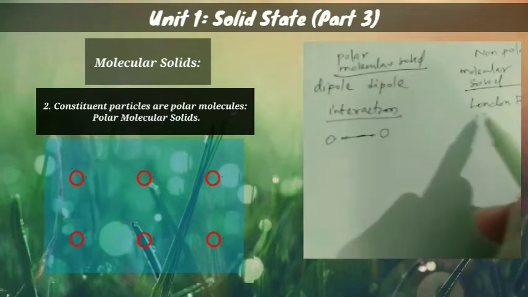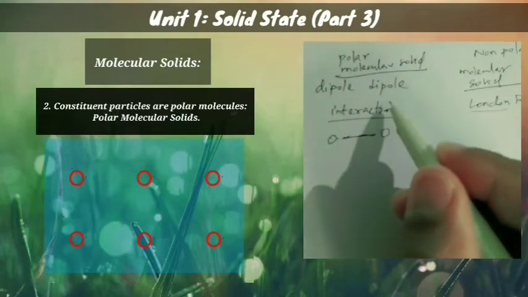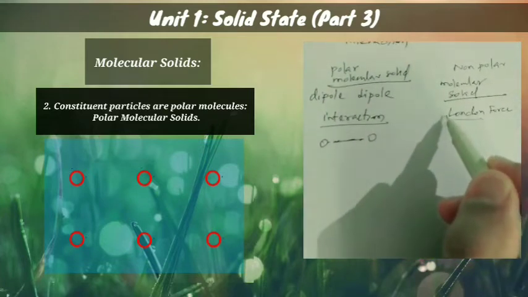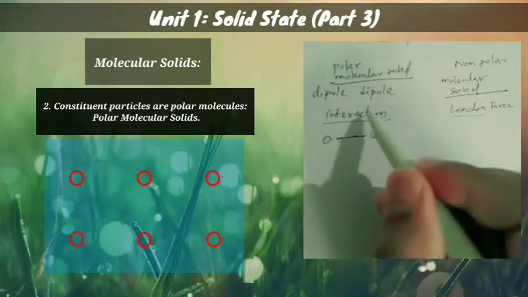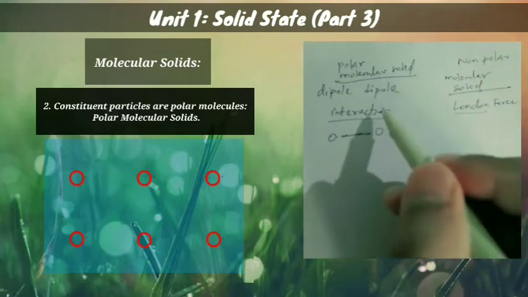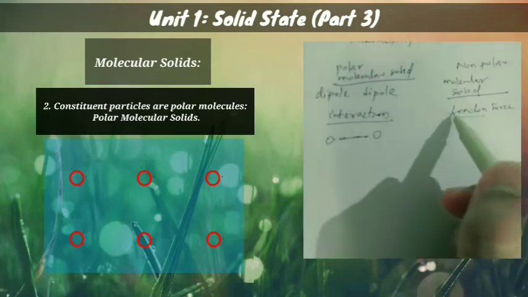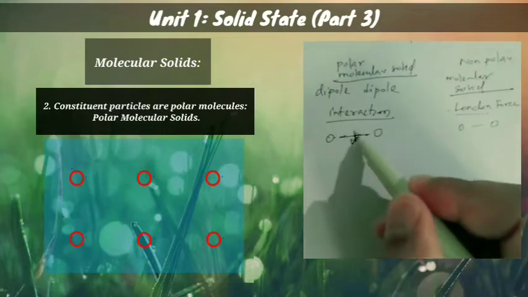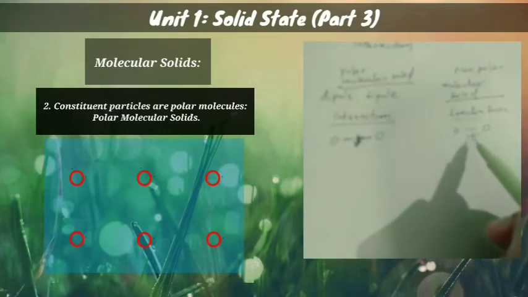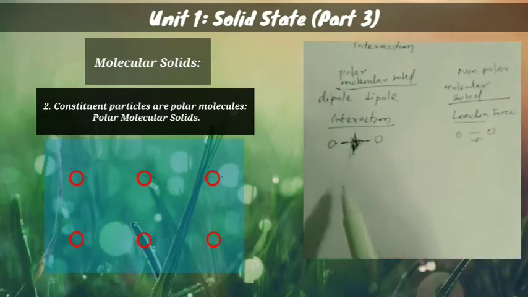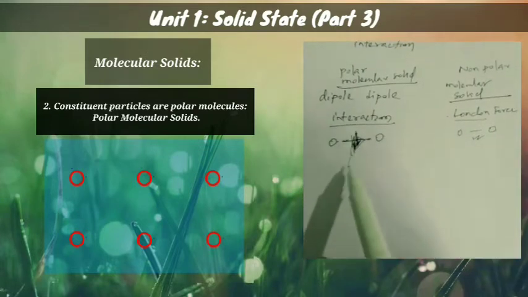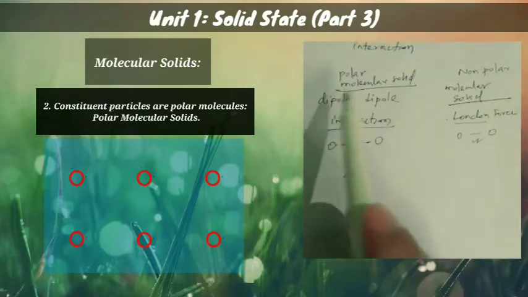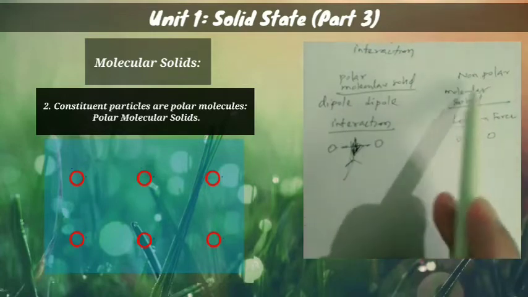The London force of attraction is lower than the dipole interaction. That means the strength of the London force is not so high, while the dipole interaction is stronger than the London force of attraction. To break this stronger interaction and separate these molecules, we have to apply more energy. That's why the melting point of polar molecular solids is higher than that of non-polar molecular solids.